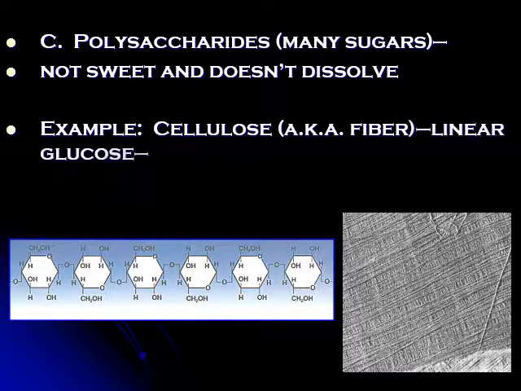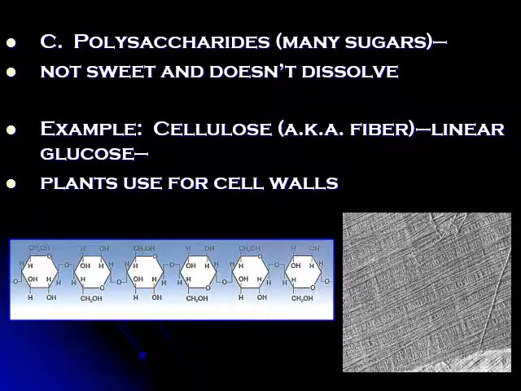The example of this first one is called cellulose. Cellulose is the fiber. This is what I linked together to make that orange edible slime. It's linear glucoses, 1,000 units long. Take a look at this chain: 1, 2, 3, 4, 5, 6 glucoses linked together with these carbon-oxygen-carbon bonds. They form thousands of units long to form these long chains. And you can actually see them in this picture of the cell wall of a plant. All these strings, all these fibers, this is the cell wall of a plant. So plants use this for cell walls.